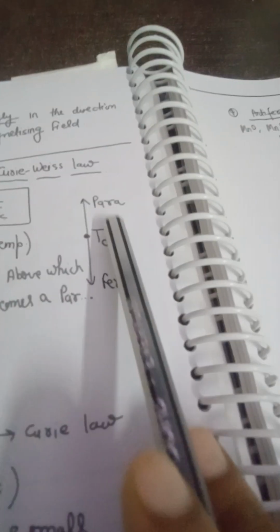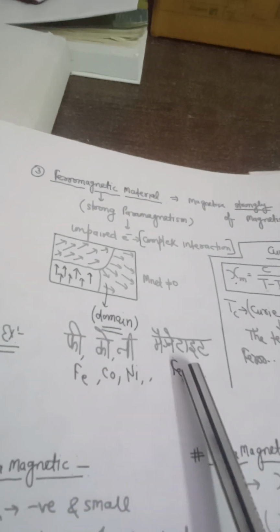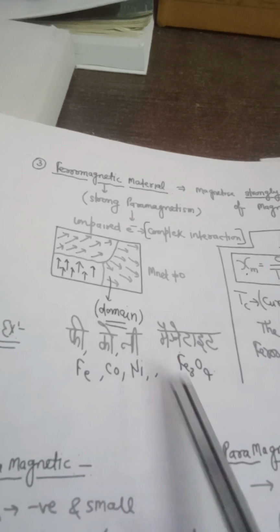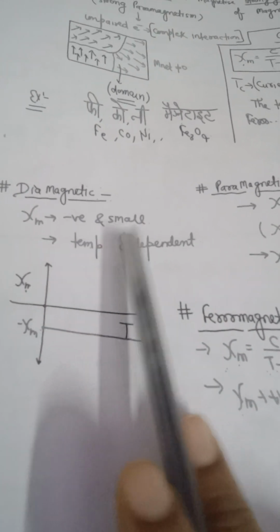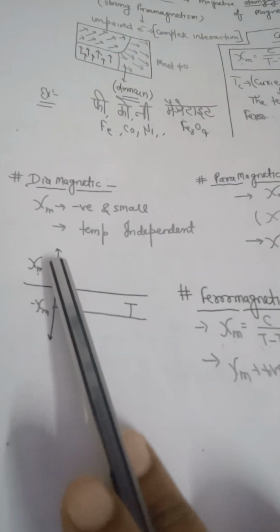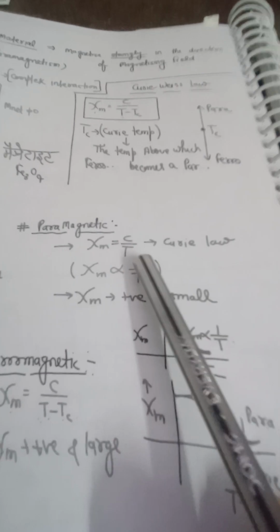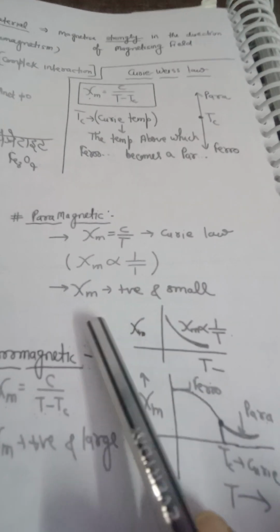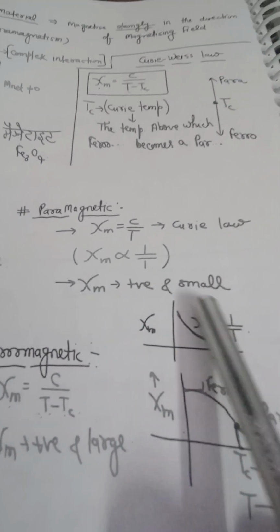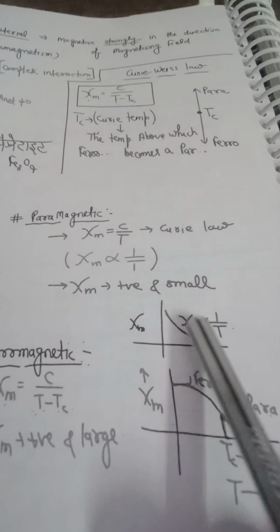So at this temperature, ferromagnetic becomes paramagnetic. Now this is the trick: Ficoni magnetite, so ferrum, cobalt, nickel, FeCO3. Now for diamagnetic, chi_m is negative and small, and it is temperature independent. So you can see that it is a straight line. But for paramagnetic, chi_m is C upon T, that is the Curie law, and chi_m is inversely proportional to T. So chi_m is positive and small. This figure goes downward, inversely proportional.